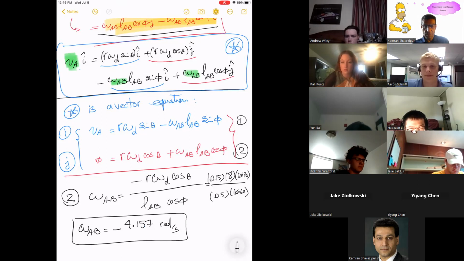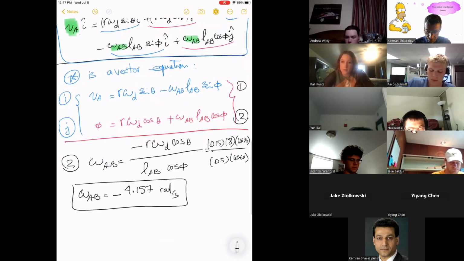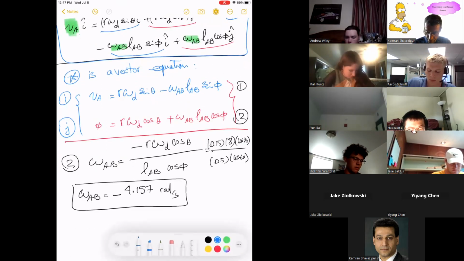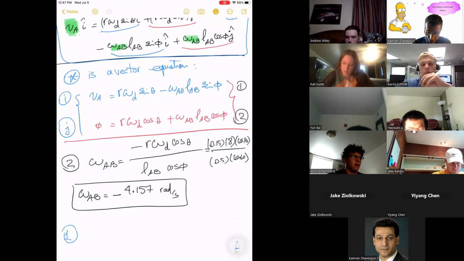That's going backwards. We supposed omega is positive, now we get it negative. That means it goes backward. The way I thought omega was going to be is not the case. So that's okay. Now we have omega. We're going to go to equation 1 and get VA.